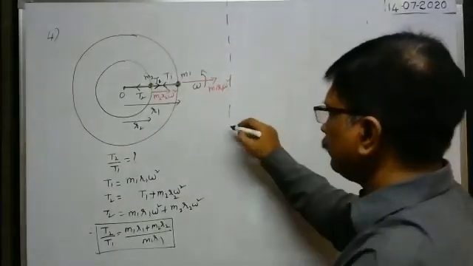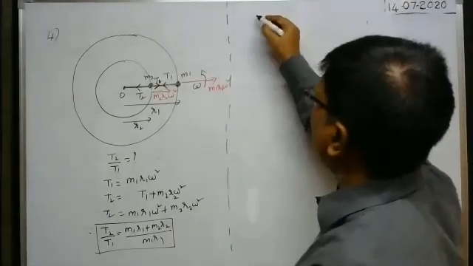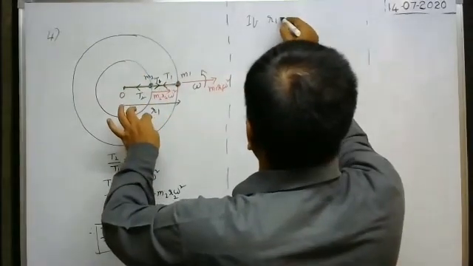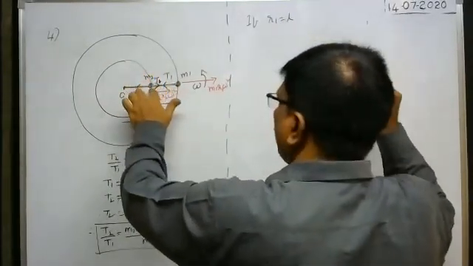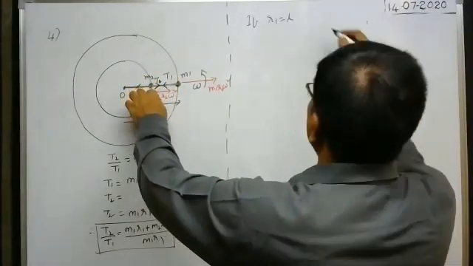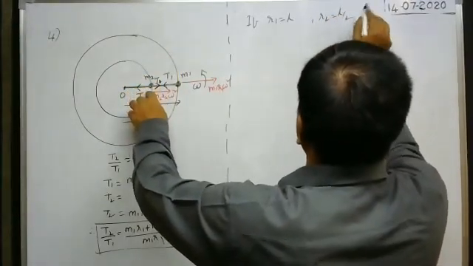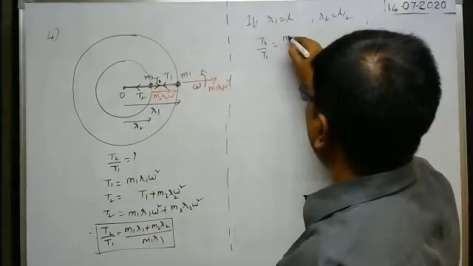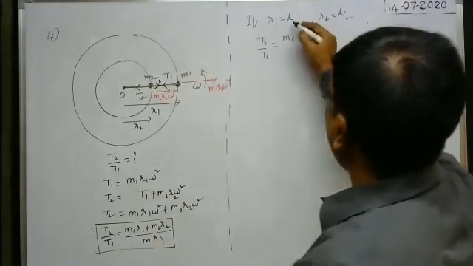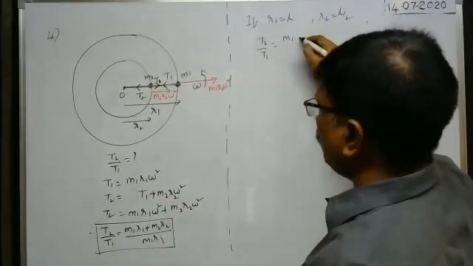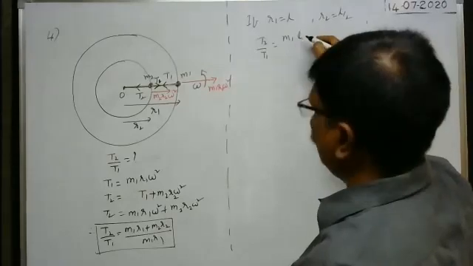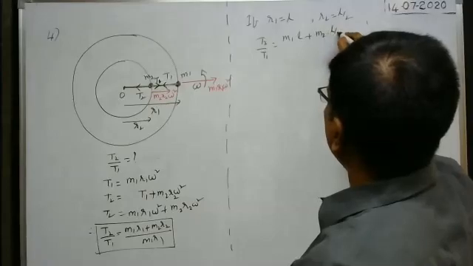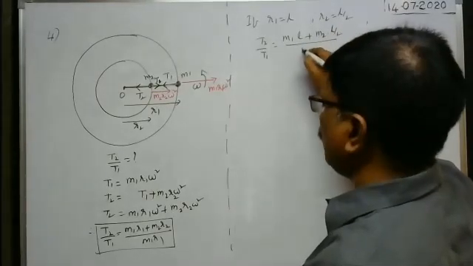Okay, now if there is a rope of length L, that is R1 is equal to L. R1 is equal to L, and this body is kept exactly at the midpoint of the rope, then R2 is equal to L by 2. Then what about T2 by T1? T2 by T1 is equal to M1 into R1, R1 means L, plus M2 into R2, R2 means L by 2, whole by M1 into R1, R1 means L.